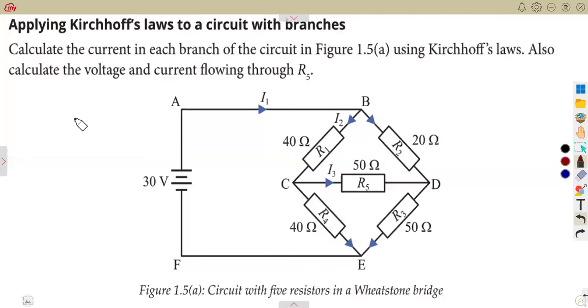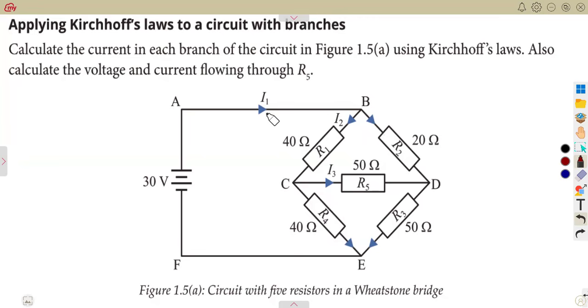So in this case, I want us to consider another typical example if you are to work with your Kirchhoff's laws. Remember, we can also apply this on a bridge network. So that is applying Kirchhoff's laws to a circuit with branches. Calculate the current in each branch of the circuit.